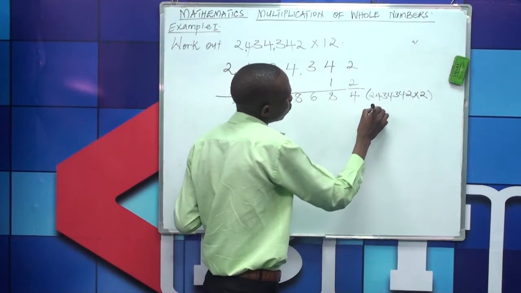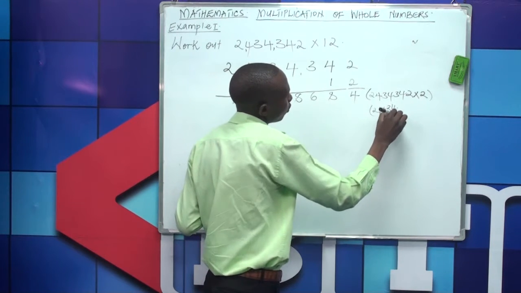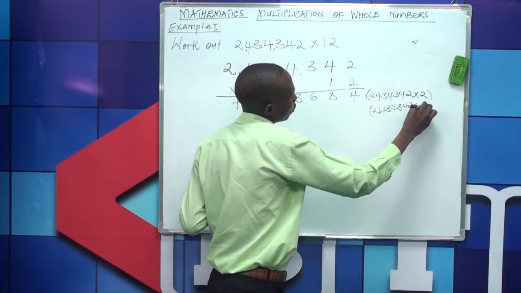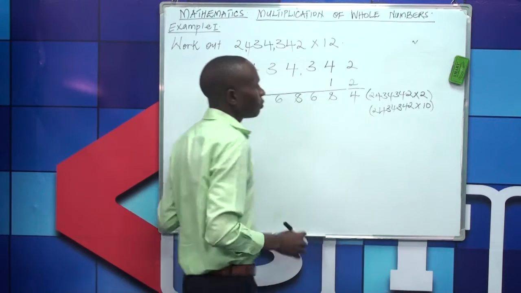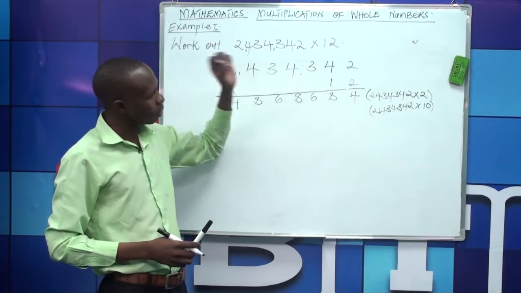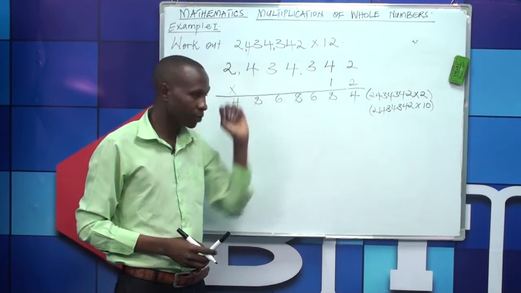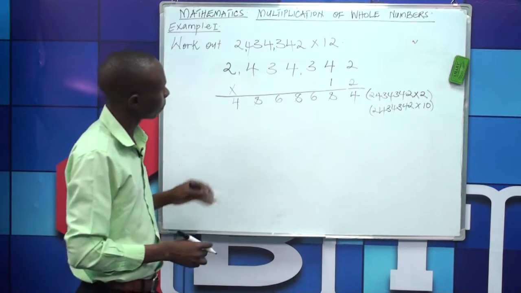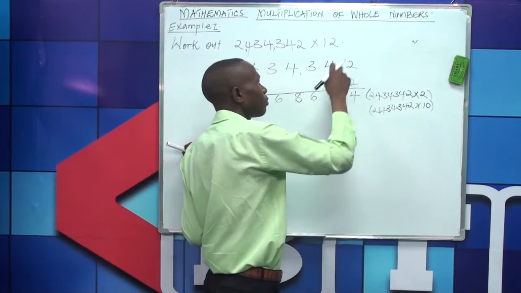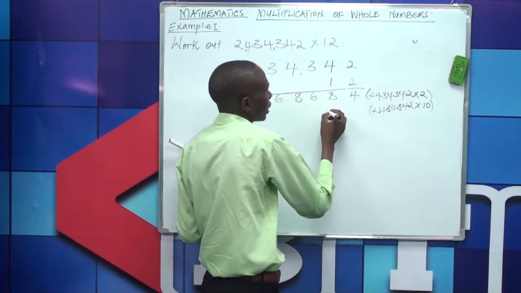So I'll have 2,434,342 times 10. We are going to multiply with the 10 because 1 is under the place value of 10s. So I'll say 1 times 2, it will give us 2.